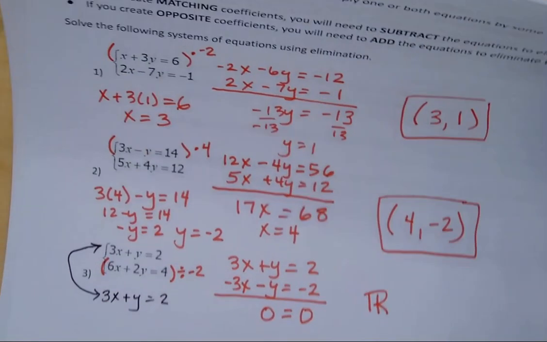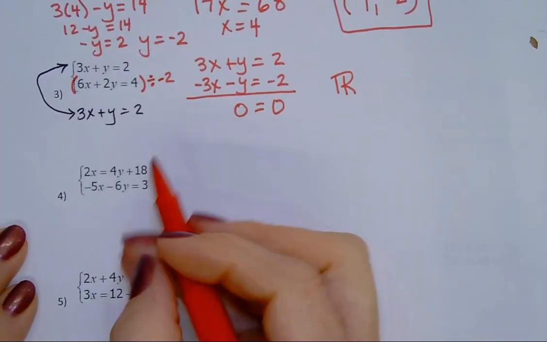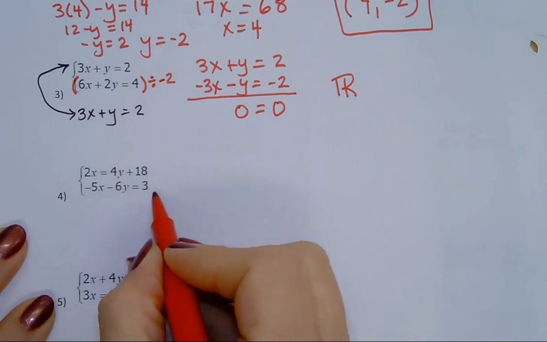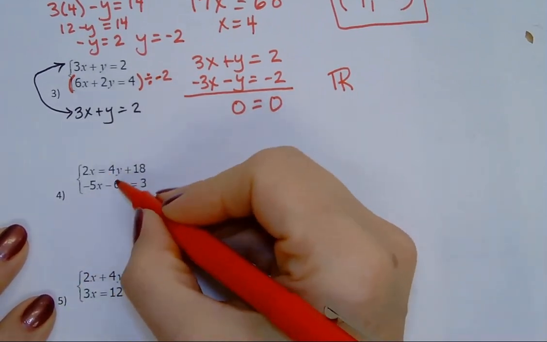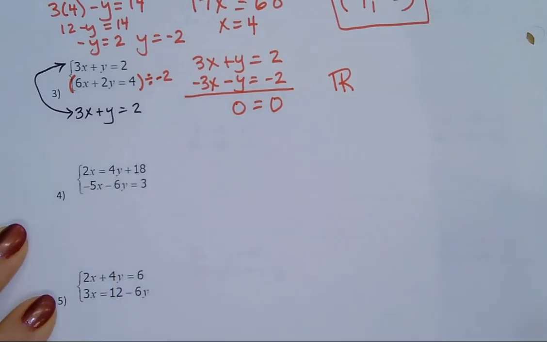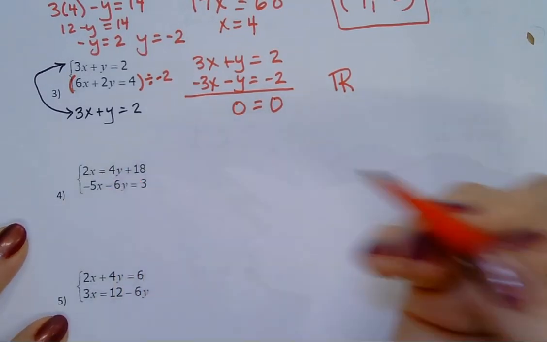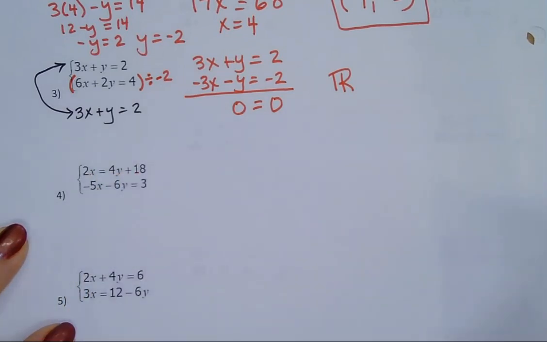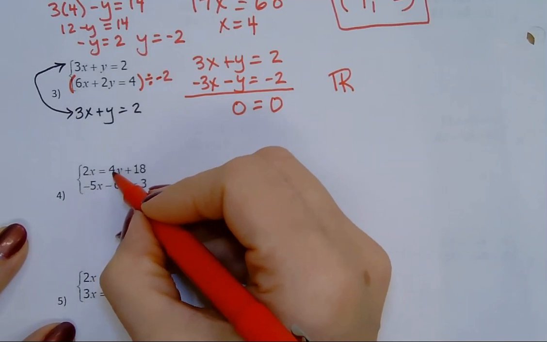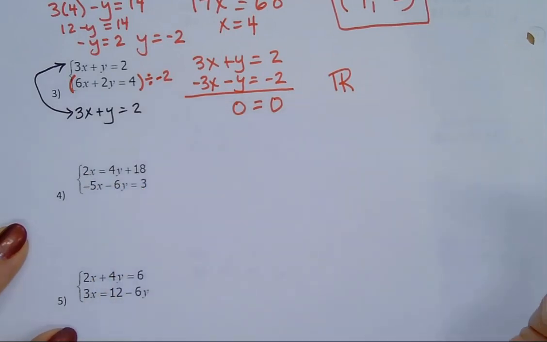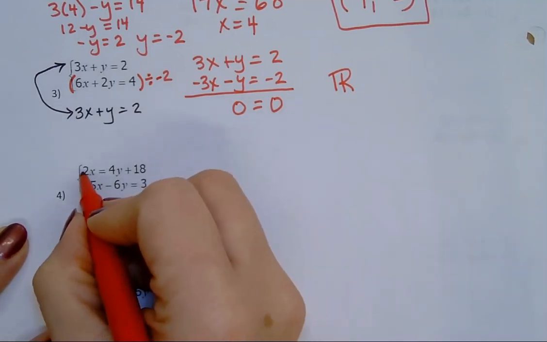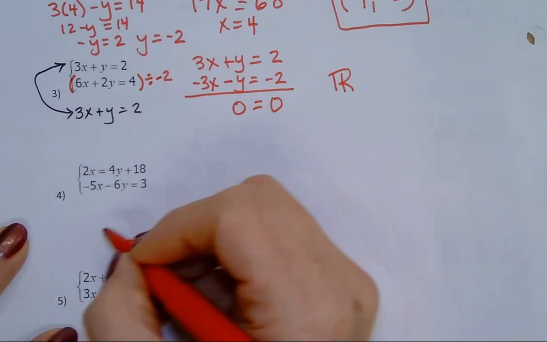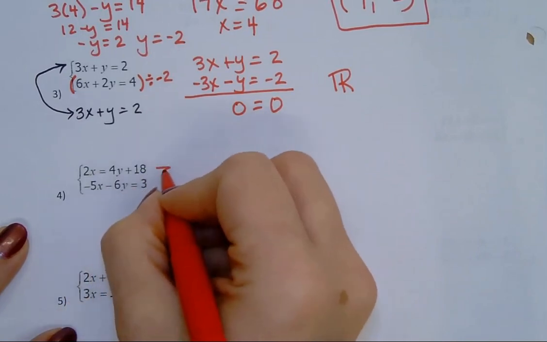Okay, looking at problem number 4 here. I have 2x equals 4y plus 18, and I have -5x minus 6y equals 3. First of all, they're not lined up quite right because my equal sign is not vertically in the same place. Also, I can see my upper equation, I'm going to want to divide that by 2. Since these coefficients are not perfectly matched up anyway, I'm going to divide my whole upper equation by 2, and I'm going to rearrange it. I'm going to do this in 2 steps just so you can see what's happening, okay?